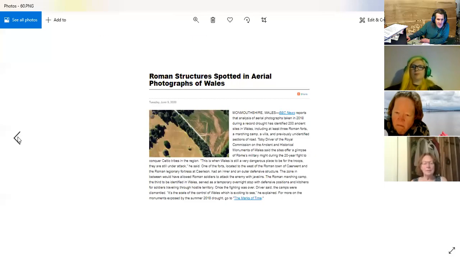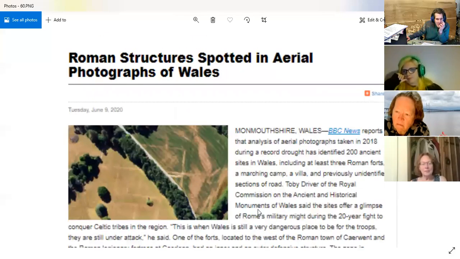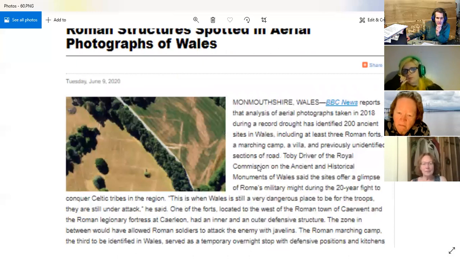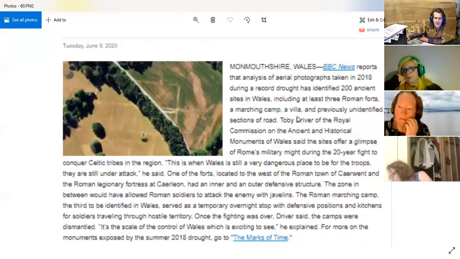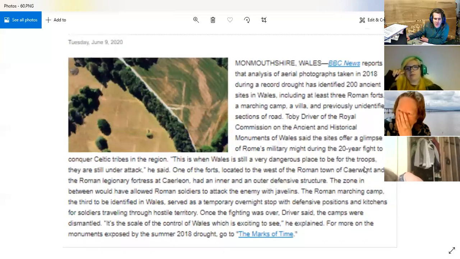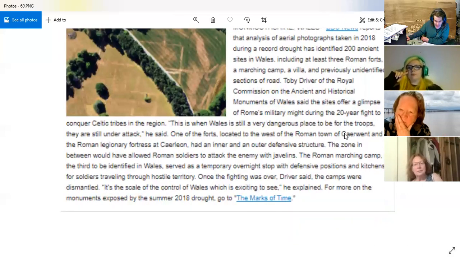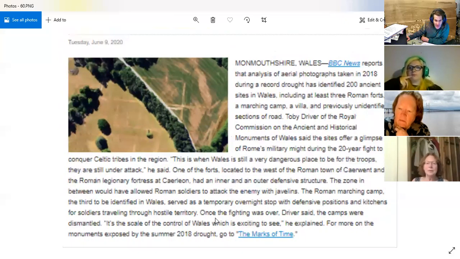Ooh, lovely stuff. So, Roman structures spotted in aerial photographs of Wales. Now, this is dated June the 9th, 2020. The analysis of aerial photography taken in 2018 during a record drought has identified 200 ancient sites in Wales, released now in 2020. Including at least 3 Roman forts, a marching camp, a Roman villa, and previously unidentified sections of road. And there's his name, Toby Driver, who works for the Royal Commission on Ancient and Historical Monuments. He goes on to say the sites give a glimpse of Rome's military might during the 20-year fight to conquer the Celtic tribes in the region.